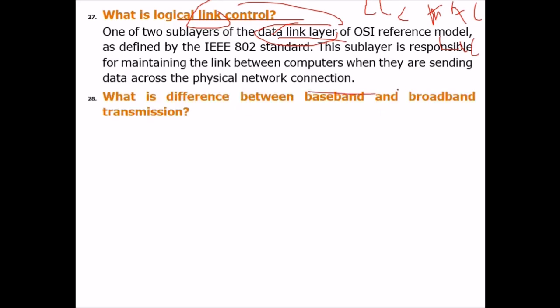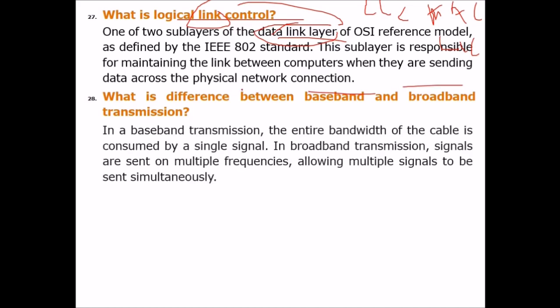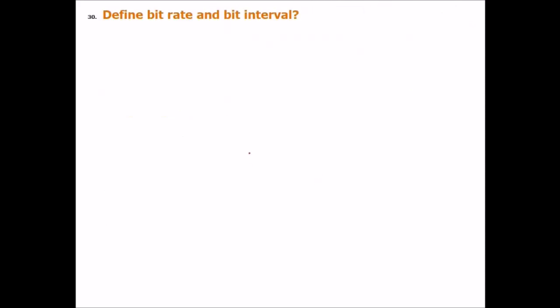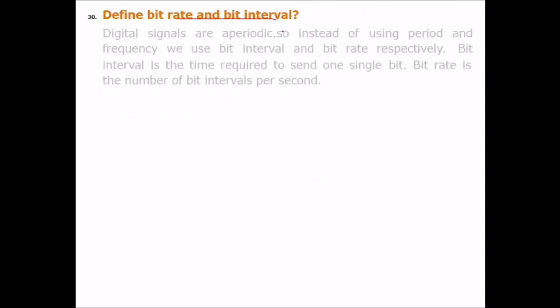What is the difference between baseband and broadband transmission? In baseband transmission, the entire bandwidth of the cable is consumed by a single signal. But in broadband transmission, signals are sent on multiple frequencies, allowing multiple signals to be sent on a single channel. What is a mesh network? It is a network in which there are multiple network links between computers to provide multiple paths for the data to travel. This is a mesh network.